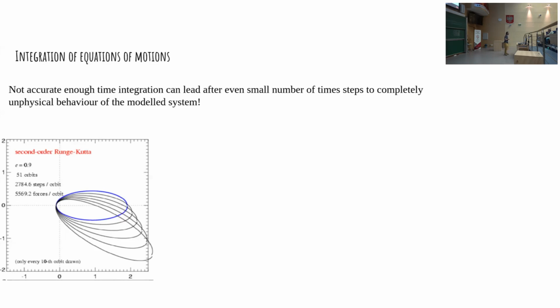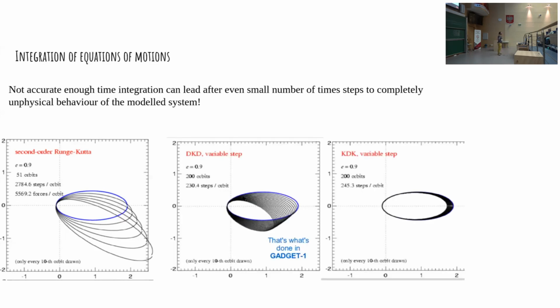At the same time, in the same system, you see what happens to the orbit if you use drift-kick-drift or kick-drift-kick. And a very, very important thing is the variable time step. Anyway, DKD is much better than Runge-Kutta, but still not perfect. You see something is happening with the orbit, even though it should always be the same orbit. This is a very simple system: a point mass orbiting a fixed point mass potential. If the system were integrated perfectly, we should always see the same ellipse.